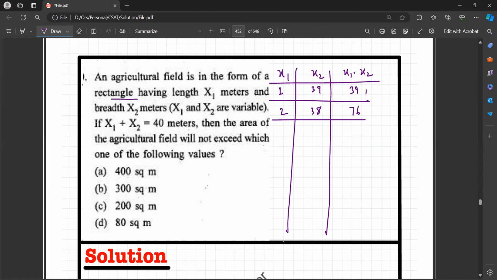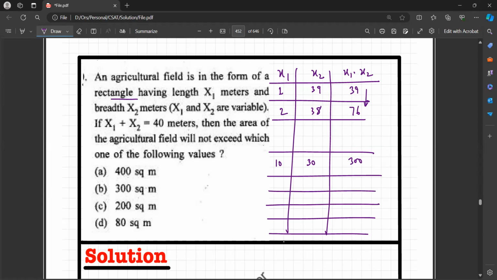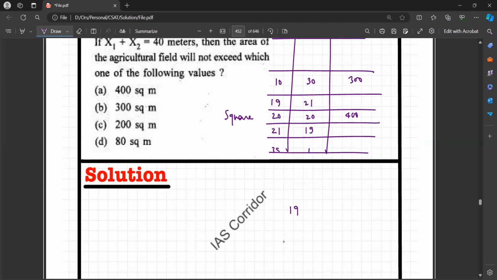Now gradually it is increasing. You can clearly see it will reach a point where it will go to 10 and 30, which will be 300. Yes or no? Similarly, the max case will be what? A case will come here which will be 20 and 20. This will be 400. This is the case of a square. Then it will be 21 and this will be 19. This will run till 39 and 1. And here the 19 and 21 case will come. Now obviously, if you observe the 19, 21 case and the 20, 20 case, which will be more? This will be more, this will be less than that.